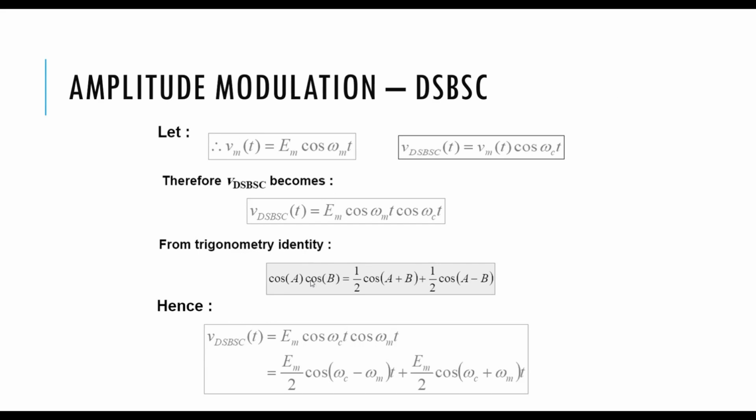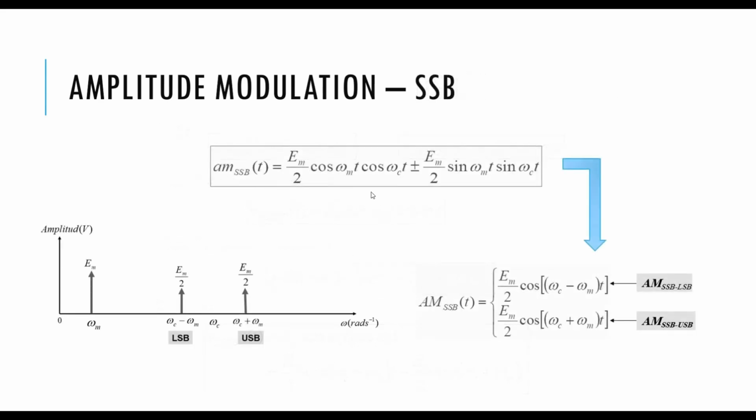After doing the equations, we will end up with this final equation here. In this equation, we can do either a plus or a minus. If we're doing a plus, we will end up with the lower sideband of the two. If we use a minus, we will have the upper sideband of the two. And this will be simply our equation.